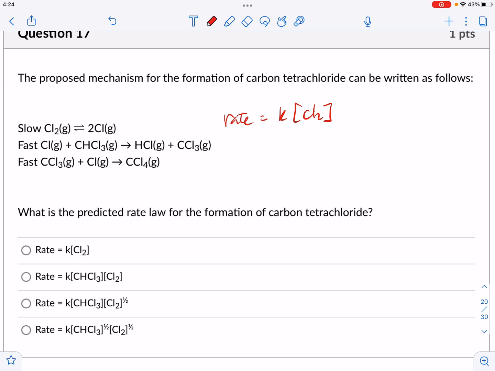Is there anything to do here? Well, I don't think so. I think that's all we need for that, because the rate law for the first step, for the slow step, is the one that dictates what the overall reaction rate law is, right? So Cl2 is a perfectly valid substance.